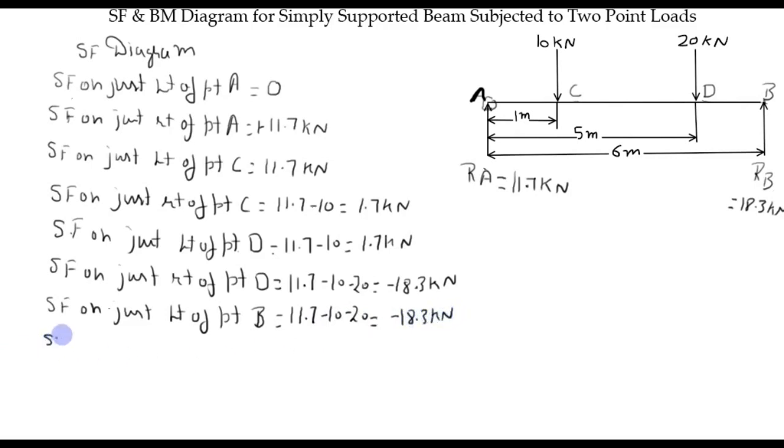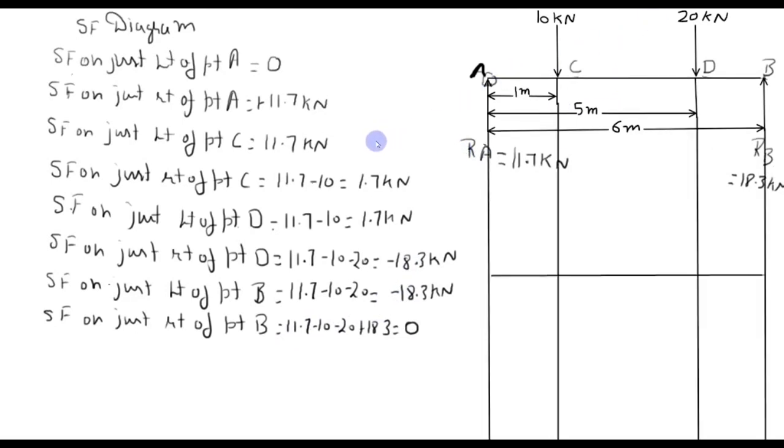Now shear force on just right of point B. Place finger on the just right of point B and sum up all leftward forces. So there are four forces. First one is 11.7, second is 10 downward, 20 downward and 18.3 upward. So net becomes 0. Now each point got two values.